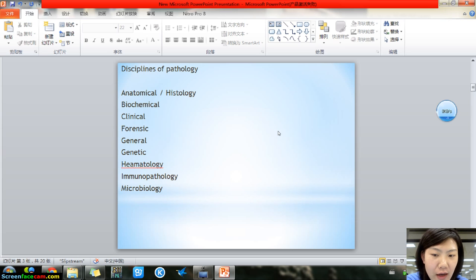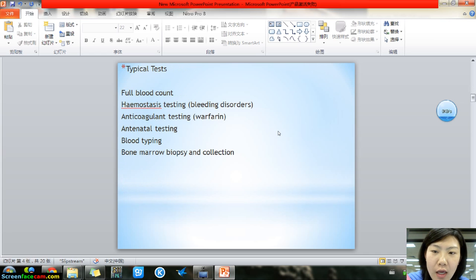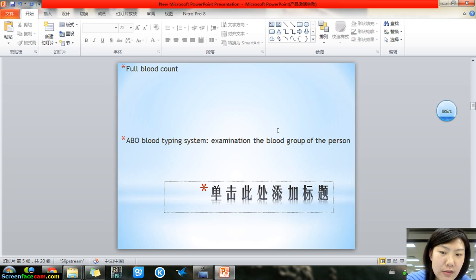This presentation is focused on hematology and the 3 typical tests of hematology. In hematology, there are several typical tests: the full blood count, hemostasis testing, anticoagulant testing, antenatal testing, blood tapping, and bone marrow biopsy and collection.